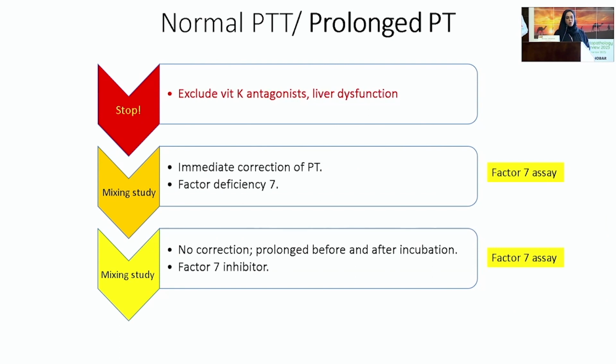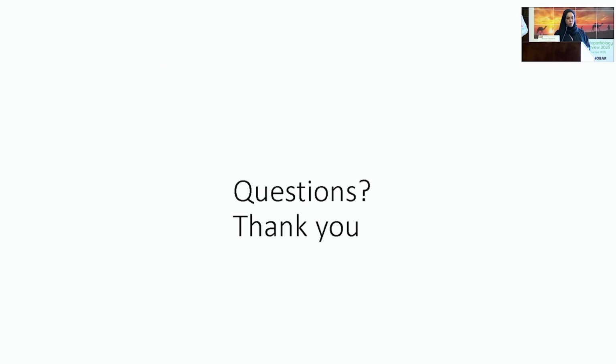Normal PTT and prolonged PT: stop and exclude vitamin K antagonists and liver dysfunction. If there is immediate correction after a mixing study, do a factor 7 assay, because this is probably factor 7 deficiency. If there's no correction and there's prolongation before and after, think about a factor 7 inhibitor. This is all I have, and if you have any questions, thank you.